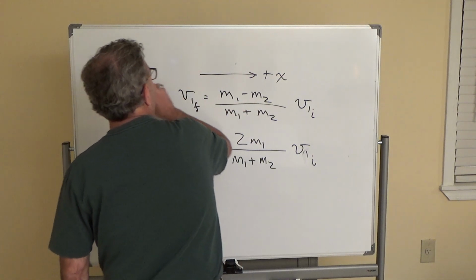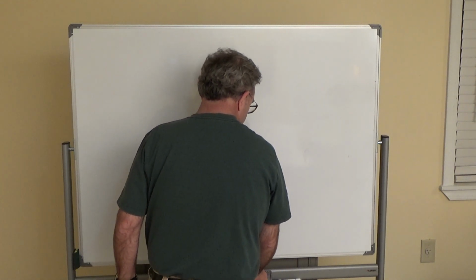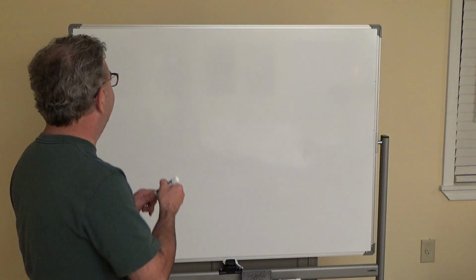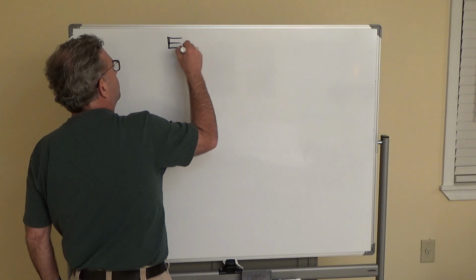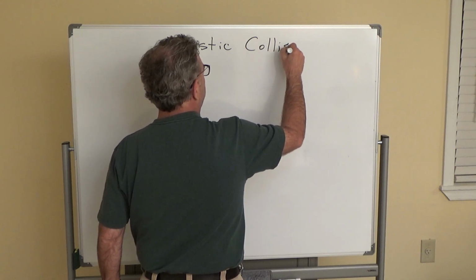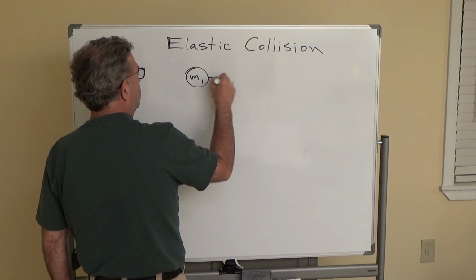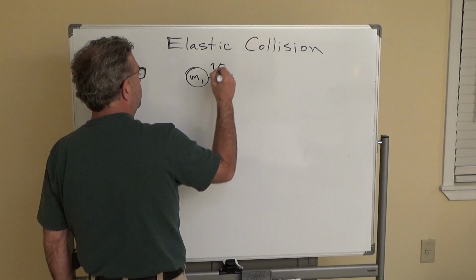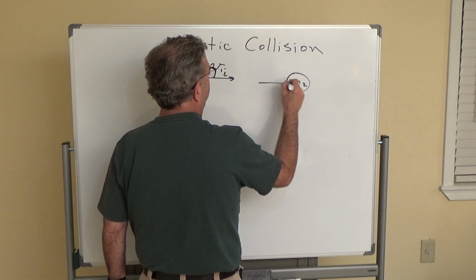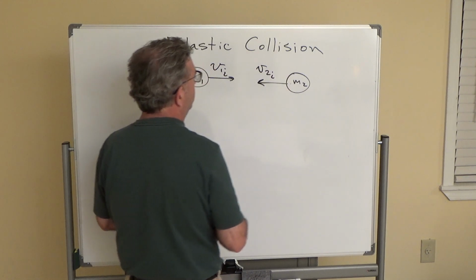So I'm going to look at a little more complicated case, and I'll go through some of the mathematics for that, some of the algebra. And this is just, in general, an elastic collision. Okay? So let's take two masses. Here's V1 initial, that's M1, and here's M2, and they are traveling like this. Here's V2 initial, okay?